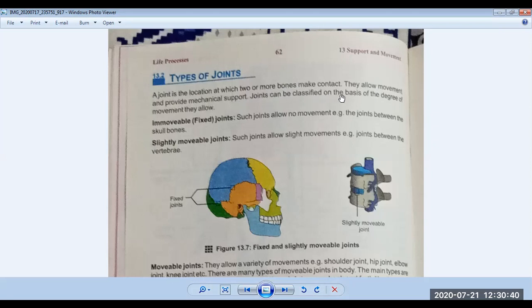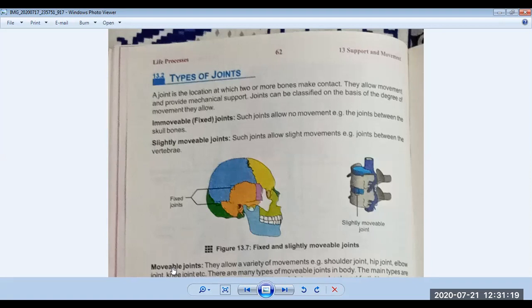Joints can be classified on the basis of the degree of movement they allow. We can divide them into different categories. So what are they? Immovable joints, slightly movable joints, and movable joints. These are three types of joints. First is immovable joints, which means they are fixed. Second is slightly movable joints, and the third is movable joints.